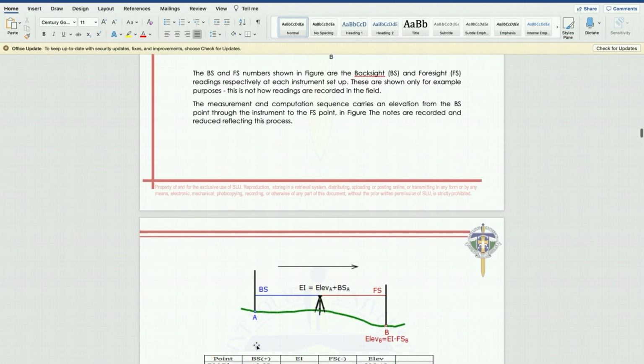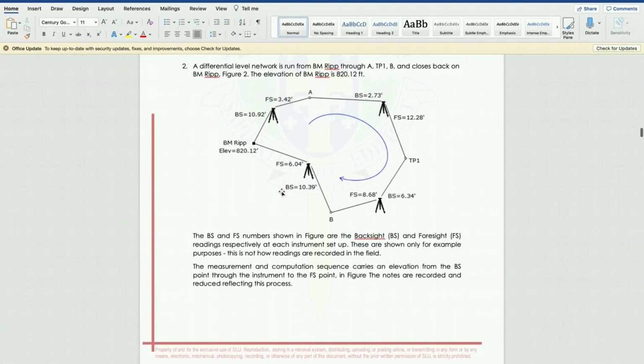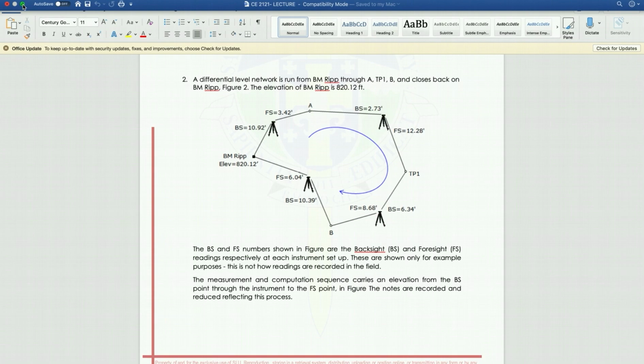So we know that we have the elevation of the first point, then the backsight, that would give us the elevation of the instrument, or the height of the instrument. Then to get the elevation of the next point, it is the height of the instrument minus the foresight. Okay, so let's try to tabulate.